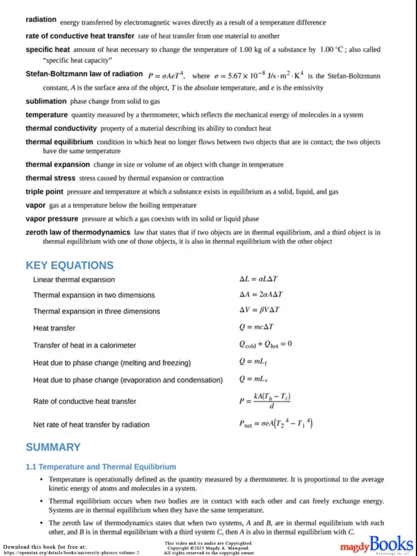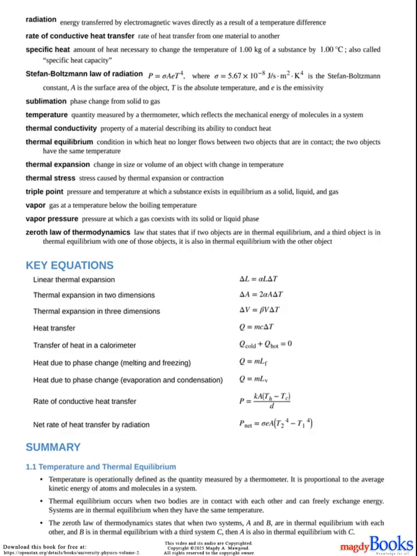41. Vapor. Gas at a temperature below the boiling temperature. 42. Vapor pressure. Pressure at which a gas coexists with its solid or liquid phase. 43. Zeroth law of thermodynamics. Law that states that if two objects are in thermal equilibrium, and a third object is in thermal equilibrium with one of those objects, it is also in thermal equilibrium with the other object.